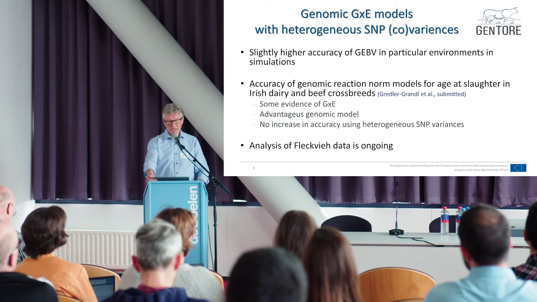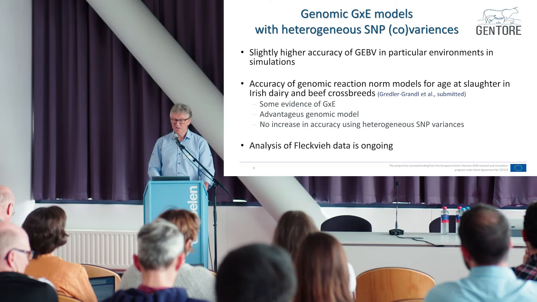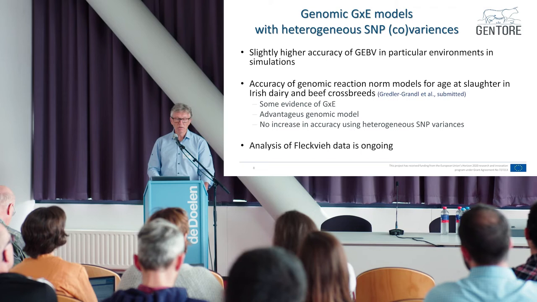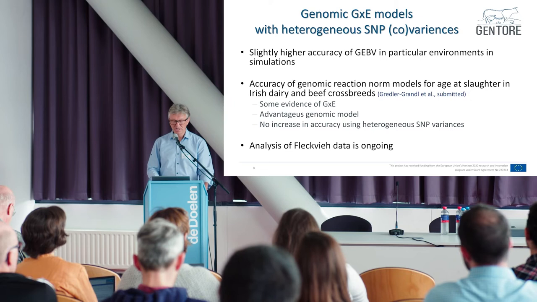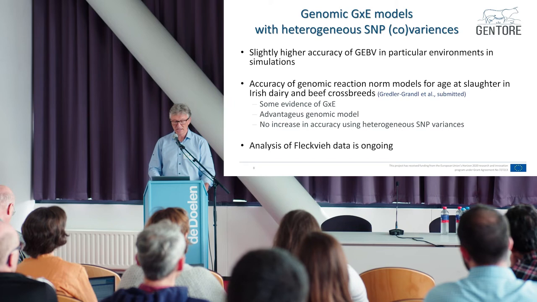And it's also used in a multi-breed analysis of the Irish breed, dairy and beef crosses. And there was some evidence of GBIE. The genomic model worked well, but we didn't see an increase in actually using these heterogeneous SNP variances over the genome. And the state-of-the-art analysis of the FLECFI data is also ongoing with this model now, so we'll see in the end if that brings improvements.